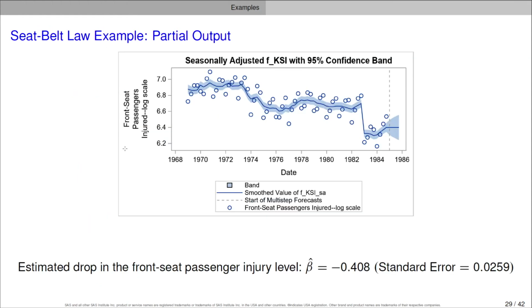And here is the plot of this sum with its standard error, or the confidence band, and the series plotted around it. So you can see the seasonally adjusted component goes through the data points quite well, and you notice now the drop in the trend after 1983 quite clearly. It turns out that the estimated beta parameter is negative 0.408 and its standard error is 0.025. So the drop is statistically significant.